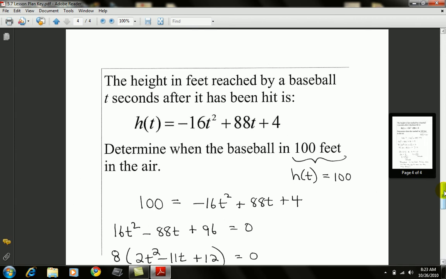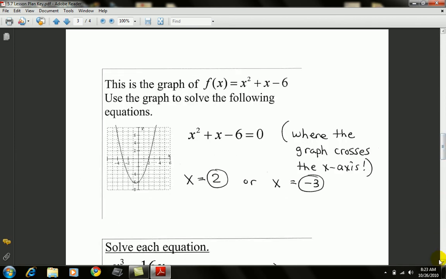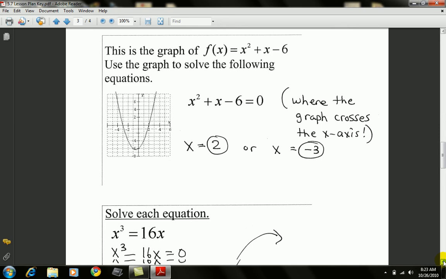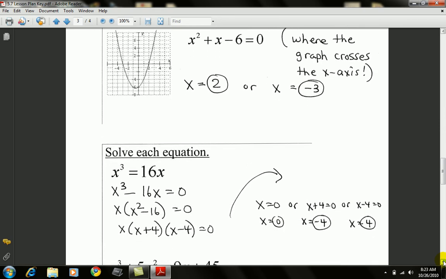Wow, that one does not want to stay for me. Let's get it back one more time. It's real sensitive here with this cursor.